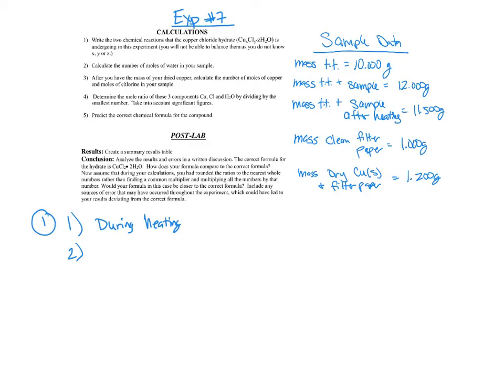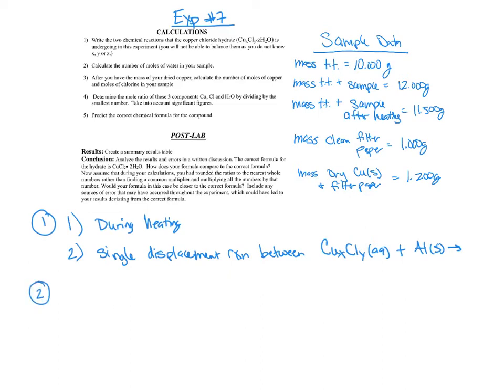The second reaction was when we performed a single displacement reaction between our copper chloride, it was aqueous at that point, and the aluminum wire we added. So go ahead and write the single displacement reaction, and those are the reactants.